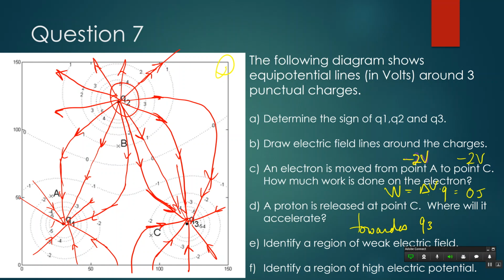What's your question, Shani? Around Q2 because it's going to be the most positive.